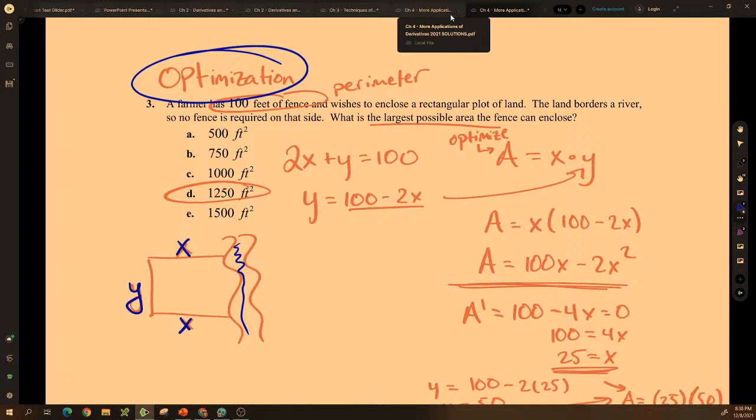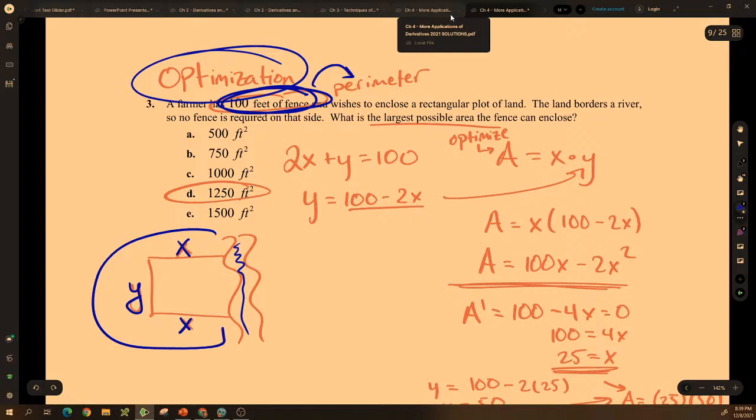So we're going to call this X, but then we only need one Y because the other side is our river. So they always give you some amount of fence, right? 100 feet of fence, 500 feet of fence, whatever he has of fence. That is always going to be our perimeter. And so the perimeter around this, we add up all the sides.